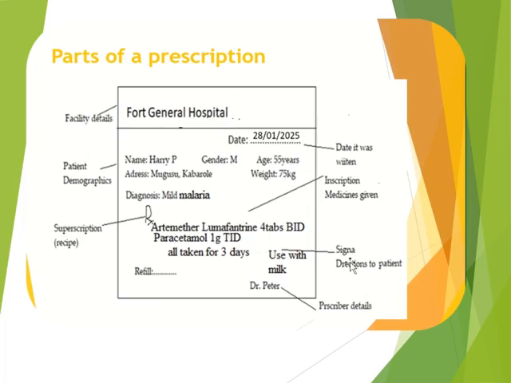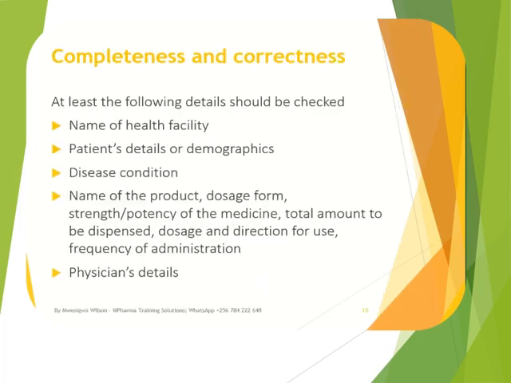However, you'll be receiving many different forms and have to dispense them. For completeness, any prescription should at least have the following information: the name of the facility, the patient's details or demographics, the disease condition, the inscription, the name of the product, dosage form, strength, the amount to be dispensed, and the physician's details. At least if a prescription has these, it is considered a complete prescription.